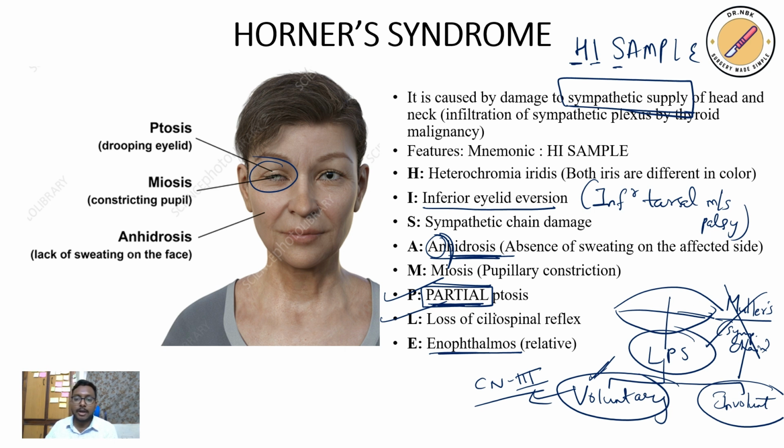Okay. So next, what is loss of ciliospinal reflex? Please understand, when you are examining a patient, you will pinch at the nape of the neck. This is a sympathetic stimulus. In a normal patient, whenever there is sympathetic stimulus, there should be ipsilateral pupillary dilatation. But in case of Horner syndrome, this ipsilateral pupillary dilatation will not be there. That is called loss of ciliospinal reflex. What is ciliospinal reflex? When someone pinches at the nape of the neck, there will be ipsilateral pupillary dilatation. That is called ciliospinal reflex. That will be lost in case of Horner syndrome, right?